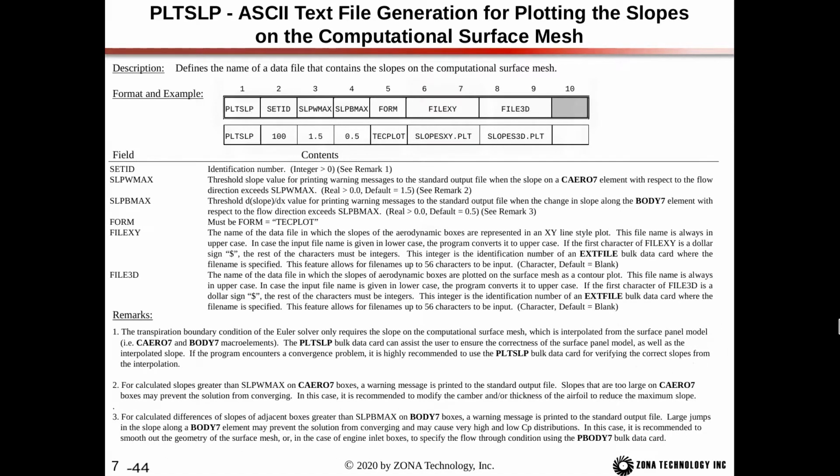Remark 3, for the calculated differences of slope on adjacent boxes on a body, the warning message is printed if they're too great. And this is because large jumps in the slope along a body 7 may prevent the solution from converging and may cause very high and low CP distributions. So in this case, you want to try to smooth out the geometry of the surface mesh, or with engine inlet boxes, make sure that the flow-through condition is specified using the P-body 7.